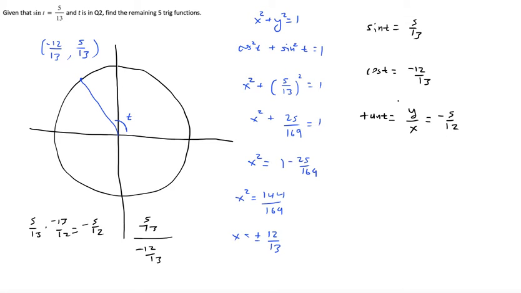Now that we have the first three, the other three should follow, because they're just the reciprocals. The reciprocal of sine is cosecant, so cosecant of t is 13 over 5. The reciprocal of cosine is secant, so the reciprocal of that would be negative 13 over 12. The reciprocal of tangent is cotangent, so the reciprocal of that would be negative 12 over 5. As always, make sure you keep track of your signs here.